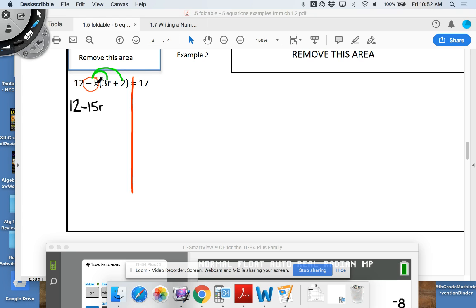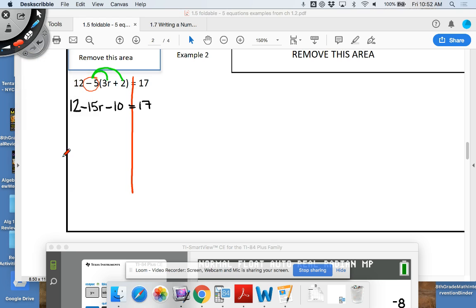But I drew this rainbow to remind me that I also have to distribute the -5 times the +2. So what's -5 times +2? -10. Good job. Because -5 times +2, a negative times a positive is a negative. So we just use the word -10, and when I wrote it, it looks kind of like a minus sign, right? Because in this case, it actually does become a minus sign. Then I bring down equals 17.